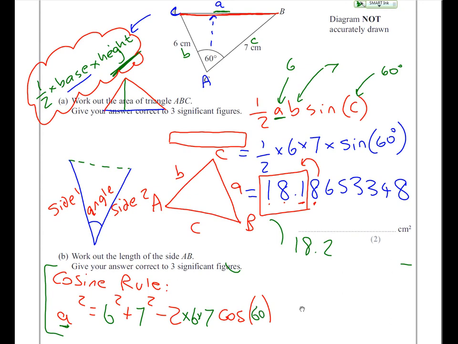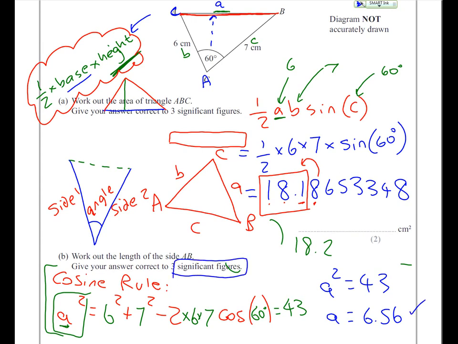So on your calculator, you can work out the value 6 squared plus 7 squared minus 2 times 6 times 7 times cos of 60 degrees. And that should equal 43. Now that is a squared. a squared is 43. So you need to square root, and because it's a length, it's going to be the positive value. Square root of the answer in your calculator as a decimal, 6.56. 3 significant figures. Okay? 3 significant figures again.